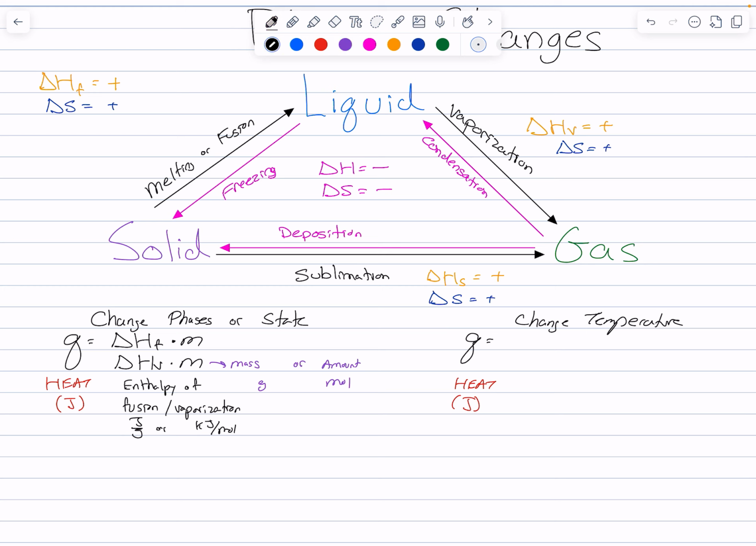The other one, if we're changing temperature, is Q = m c delta T, where technically delta T is T final minus T initial. M, of course, is mass. C is your specific heat. And delta T is the change in temperature. Remember, specific heat is joules per gram degree Celsius.